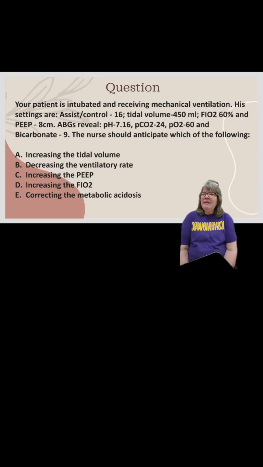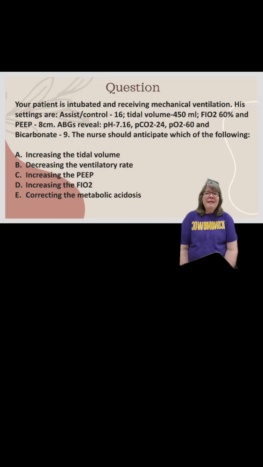We don't want to do anything to mess with that respiratory rate. We need some hyperventilation in order to correct a metabolic acidosis, do we not? So we're not going to mess with the tidal volume, and we're not going to mess with the ventilatory rate. Let's talk about oxygenation. His PO2 is at 60. It's not the best thing ever, but he's on 60% FiO2 and 8 of PEEP. So should our focus be on increasing the PEEP or increasing the FiO2?